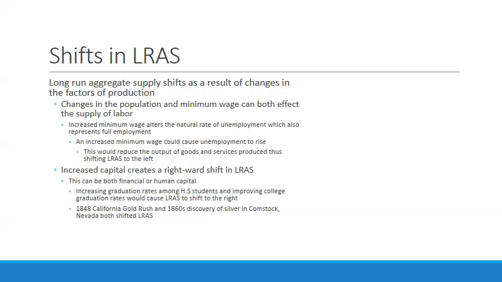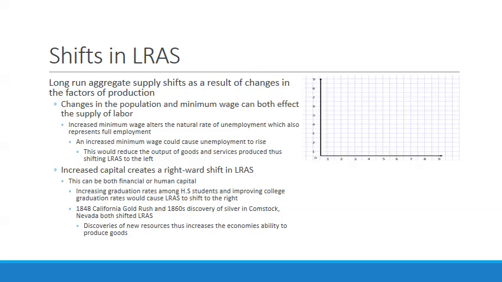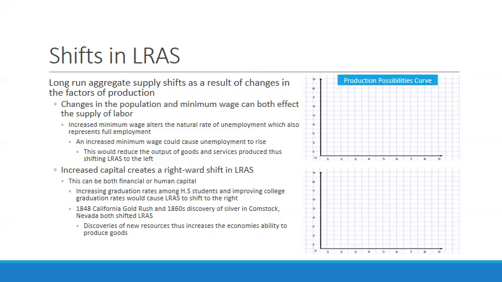Another issue here, like for example, the 1848 California gold rush and the 1859 discoveries of silver in Comstock, Nevada, both of these shifted long-run aggregate supply as well, because discoveries of new resources increase the economy's ability to produce goods. And to give you the best example I can of this, is something you worked on in the very first unit in this class, which was the production possibilities curve. So when we take that and compare, how does that factor in with long-run aggregate supply?